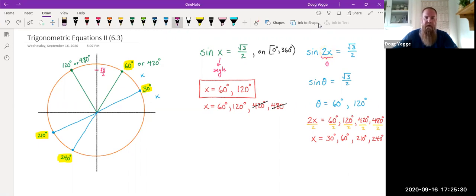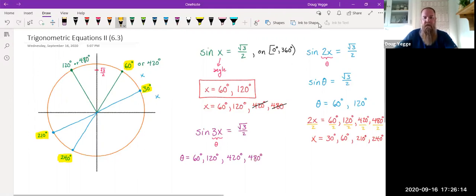So why don't we do one more by taking a look at maybe sine of 3x. Let's say we had sine of 3x is equal to square root of 3 over 2. But with the same general idea, we need to recognize that theta is the angle that we're solving for. So again, we're writing out that sine of theta is root 3 over 2 when theta is equal to 60 degrees or 120 degrees. Or if I look at a second rotation, I could also add 360 to get 420 degrees or 480 degrees.